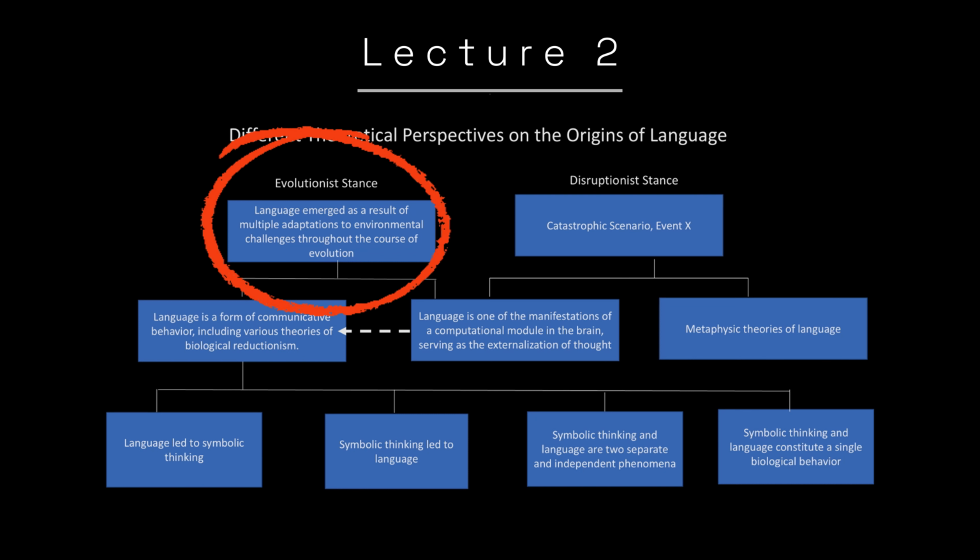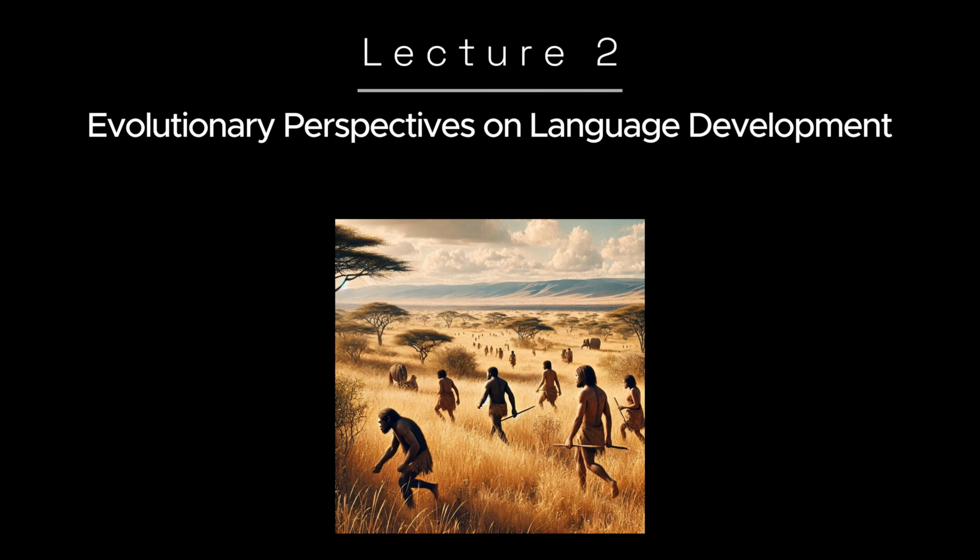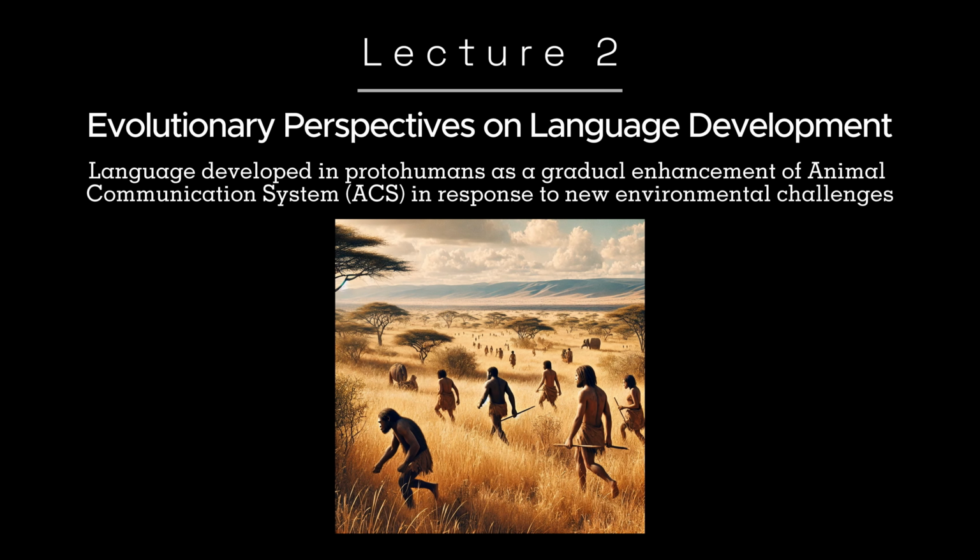Let us begin by examining the upper level of the diagram, focusing first on the left-hand box. A traditional evolutionary perspective suggests that language developed in proto-humans as a gradual enhancement of animal communication systems, ACS, in response to new environmental challenges. According to this view, the changing environment shaped the anatomy, brain structure, and behavior of early hominins, ultimately leading to the emergence of the faculty of speech, a skill that provided Homo sapiens with an unprecedented competitive advantage.